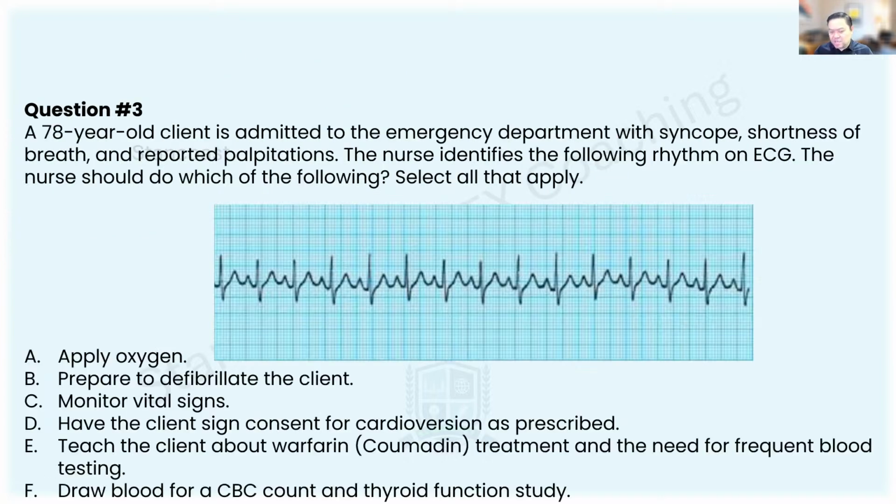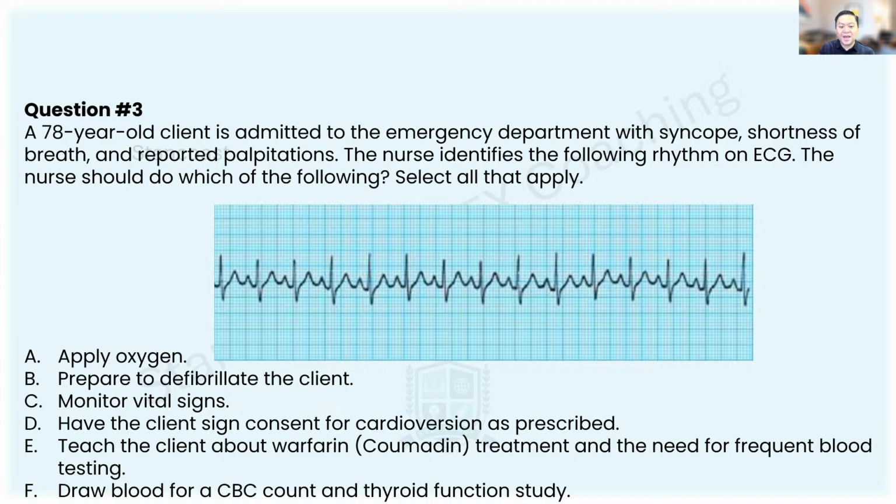A 78-year-old client is admitted to the ED with syncope, shortness of breath, and reported palpitations. The nurse identifies the following rhythm. So take a look into that EKG. The nurse should do which of the following? Select all that apply. Let me reread. A 78-year-old patient is admitted to the emergency department with a syncope, shortness of breath, and reported palpitations. The nurse identifies the following rhythm on the EKG. The nurse should do which of the following?